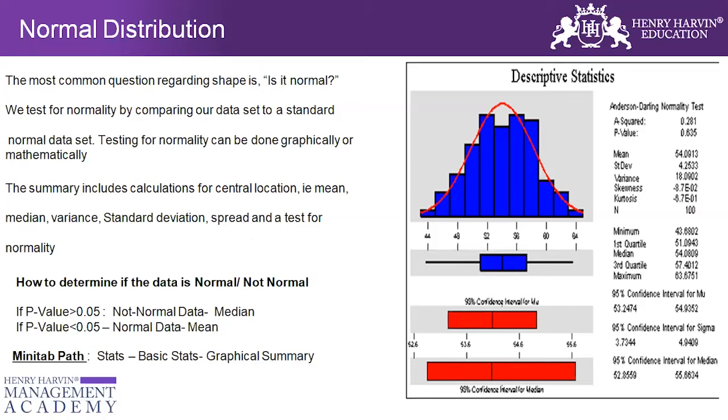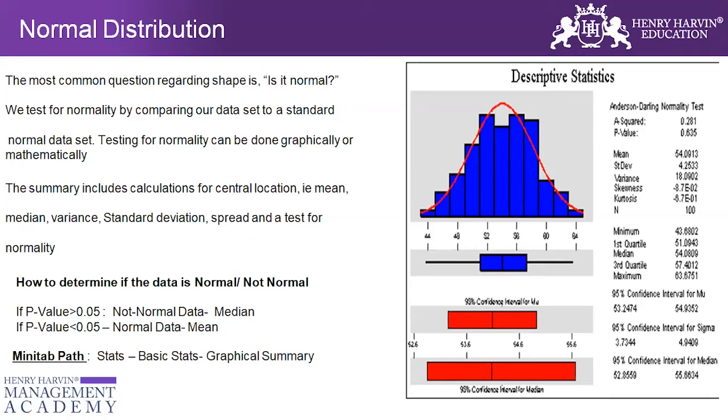In that case I would consider mean as my measure of central tendency, which means that there is no special cause variation observed in this particular data, and that's the reason we say that the data is normally distributed. However, if my p-value is lesser than 0.05, in that case I would consider my data as not normally distributed, or we call it not normal data.